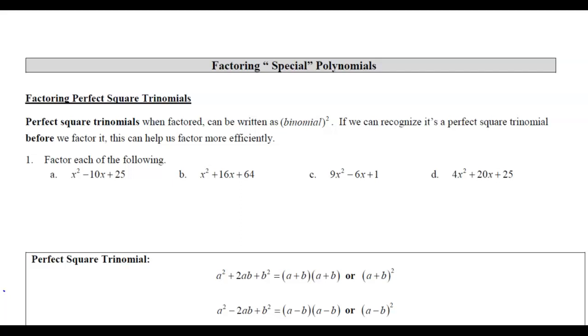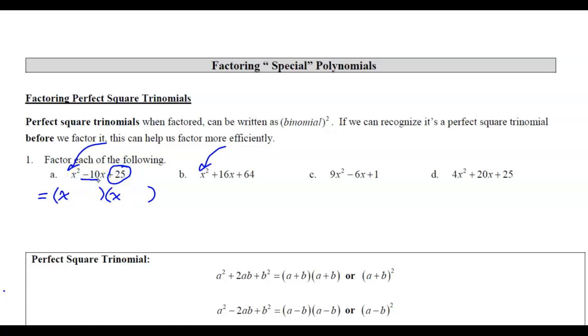Okay, so I'm going to look at question 1 here, and we're just going to do it the method we've already learned, and then we're going to look for some patterns to see if maybe we can do it even faster. So 1a and b, those are simple trinomials because it's just x squared, which means 1x squared. So remember, you just set up your brackets with an x to start, and you're looking for two numbers that multiply to 25, add to negative 10.